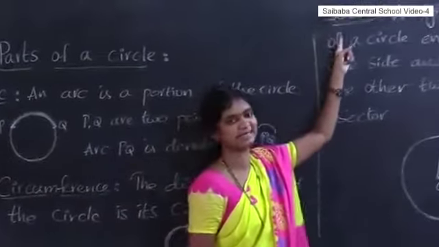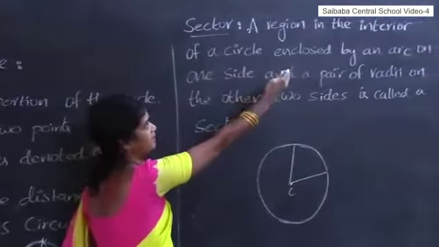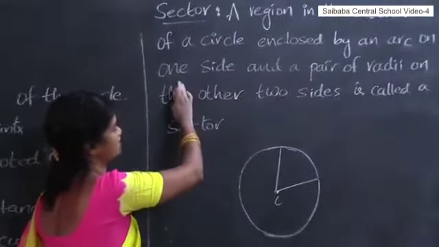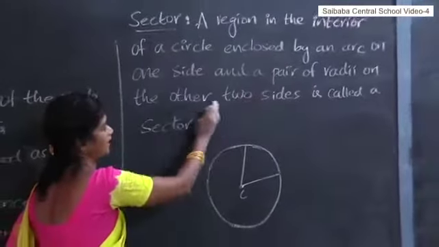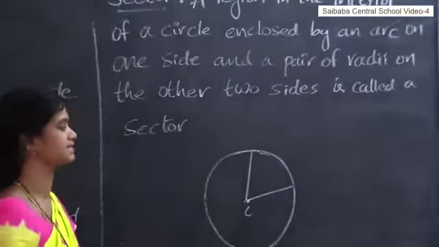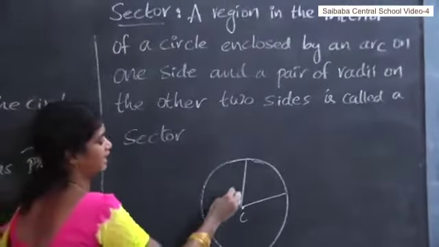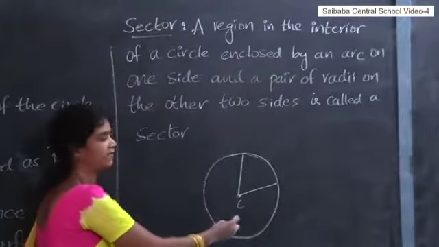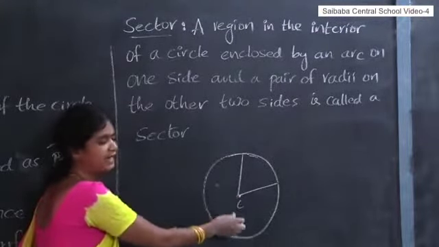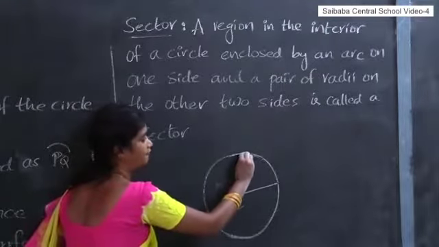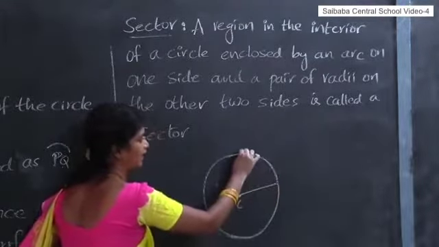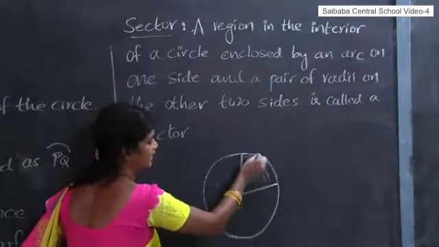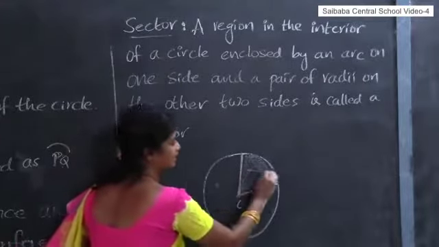Next one is sector. A region in the interior of the circle enclosed by an arc on one side and a pair of radii on the other 2 sides is called a sector. Its meaning is a region in the interior. So this is the circle and this is the interior. In this interior, the region where here it is the arc and here these 2 are the radii, in between this region, we will call it a sector.